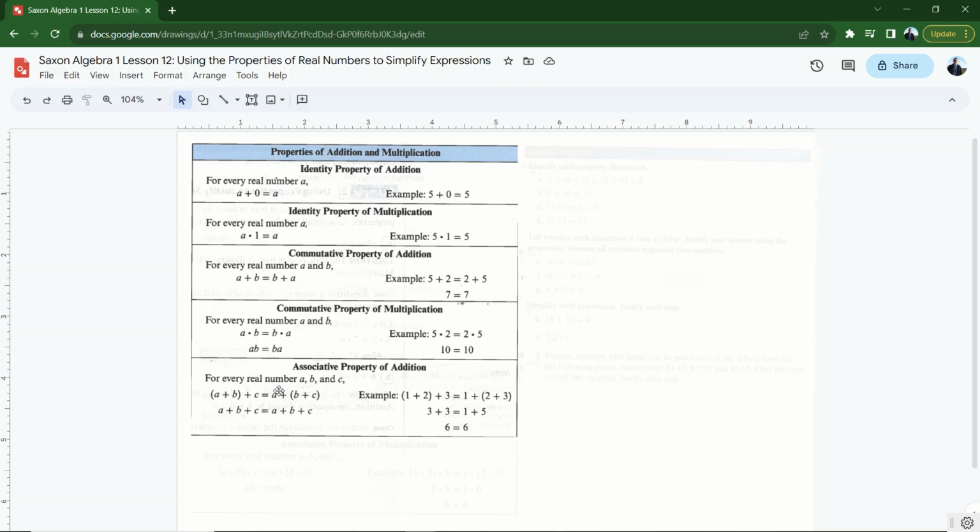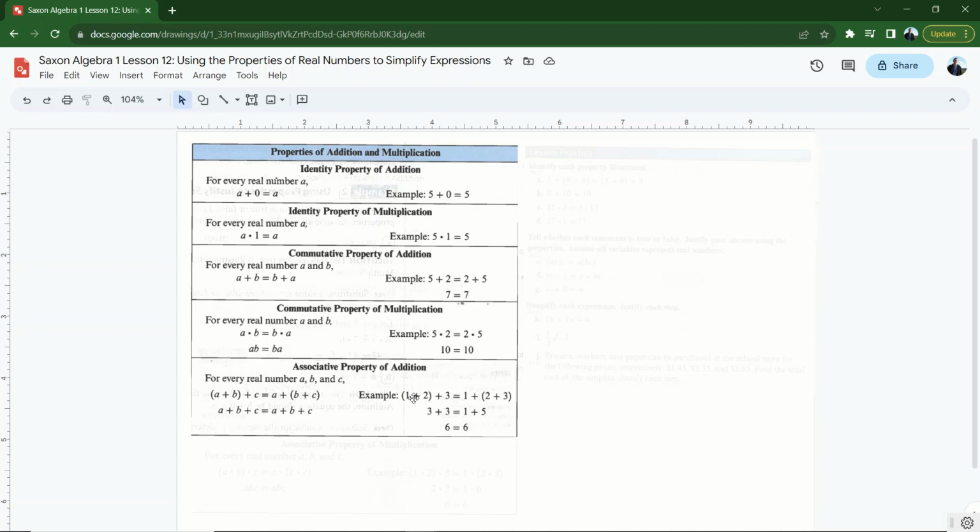Now this is a little different from commutative because there I'm actually changing the physical order of the numbers, putting b before a. Notice that down here, the order of the variables stays the same, ABC, ABC. But I'm just changing the order that I do the additions. So here I'm doing a plus b first, but on the other side I'm doing b plus c first, and it doesn't matter. So here's the example, 1 plus 2 plus 3.